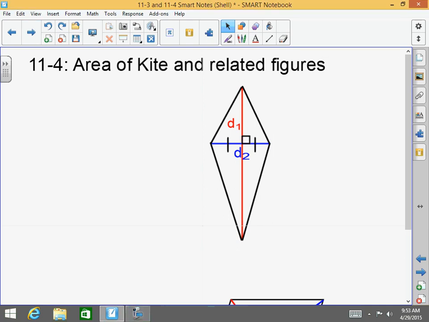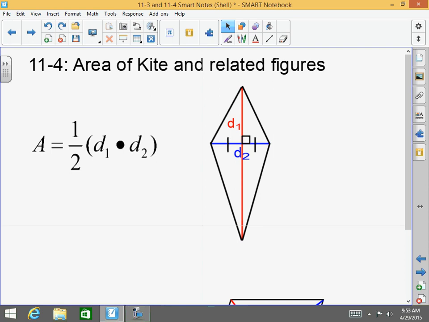Okay. Now we're going to learn about the area of kites and related figures. Luckily, the area of kites is actually a lot easier than you would anticipate. It's literally diagonal 1 times diagonal 2 divided by 2, or times 1/2. It's actually quite simple. The tough part here is sometimes you have to find the diagonal.